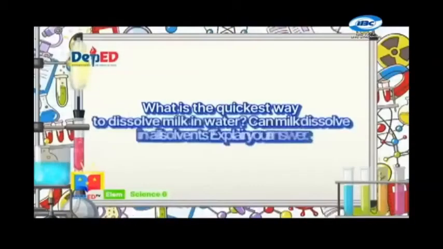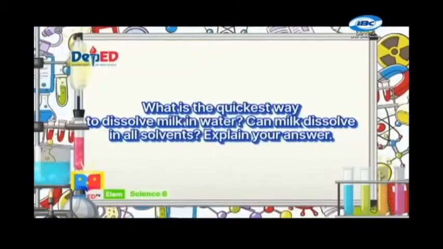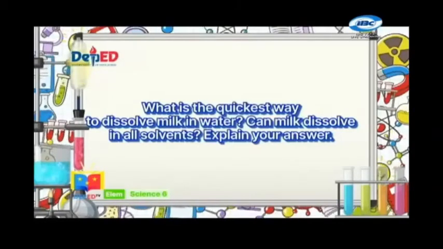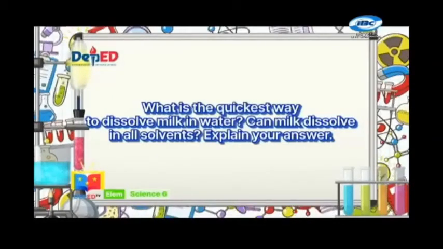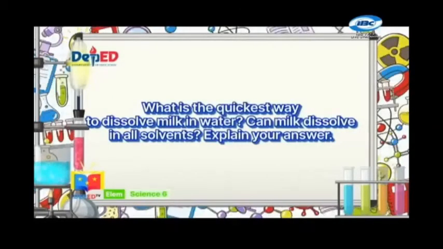Read the questions carefully. Give the answer for the following. Do it on your paper. Number 1. What is the quickest way to dissolve milk in water? Can milk dissolve in all solvents? Explain your answer.